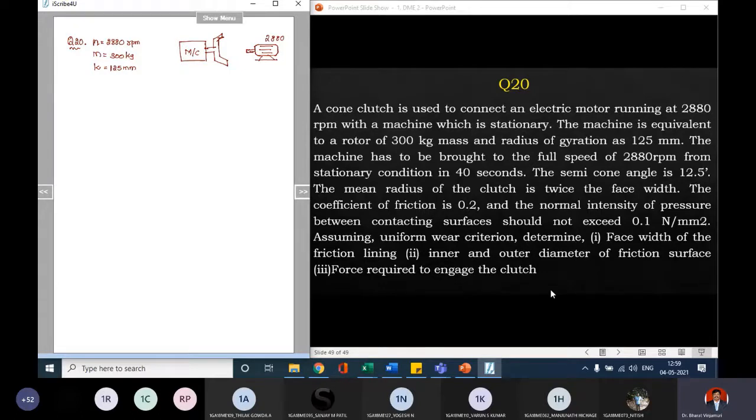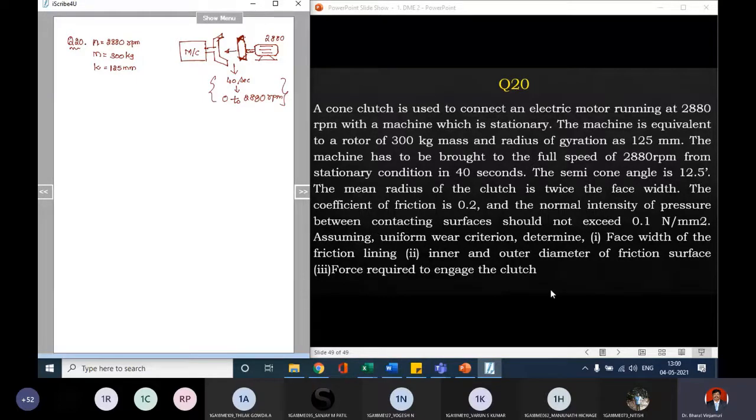As soon as I engage, I want this machine to run at 2880 RPM within 40 seconds. So here you want to couple it with a clutch. He wants to couple with this clutch, but as soon as it couples, within 40 seconds, since the machine is stationary now, the speed should go from 0 to 2880 RPM. You should come in 40 seconds, the speed should be reached.